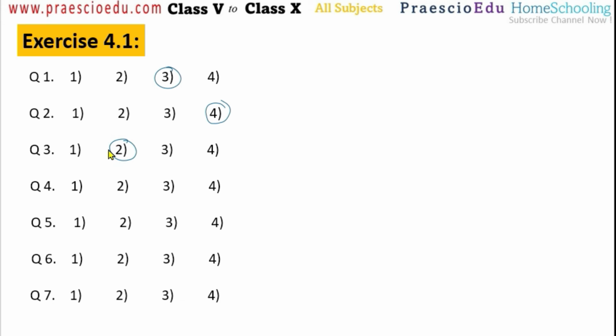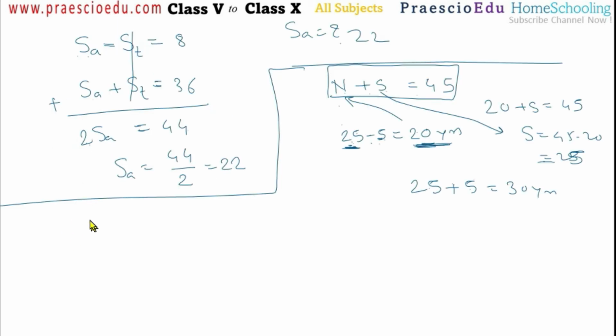Now question number 4. Guddu's father is 3 times Guddu's age. So suppose we assume GF is Guddu's father, which is 3 times, meaning 3 multiplied by Guddu's age. 4 years back he was 41 years old, meaning his father was 41 four years back. So currently 41 plus 4 is equal to 45. So this 45 we will put here.